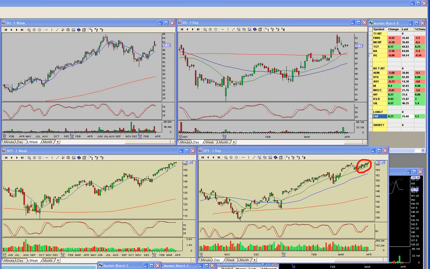Melissa Joan Hart. She was like my little high school crush or whatever.